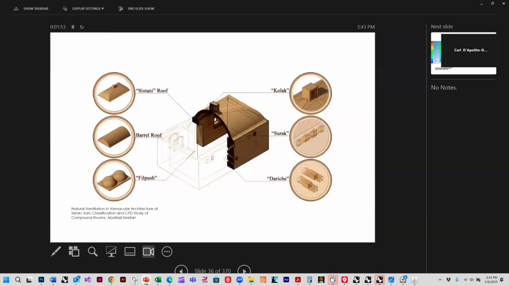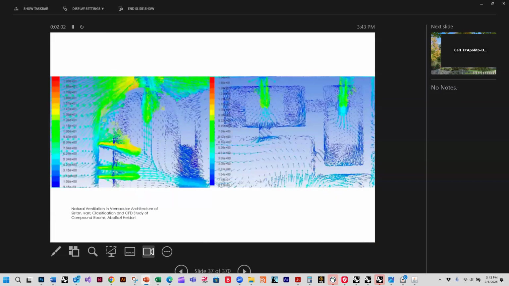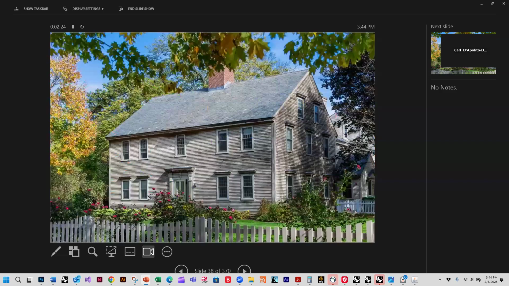This is from this essay that I put up, natural ventilation in Sistan, Iran. And you can see they've done like a CFD analysis. By the way, it's funny to me how, in a way, useless sometimes they are. And we will deal with that. But you can see how it's working, right? You can see the wind picking up speed as it goes over the top, and the speed of the wind going over the top, drawing the air out through the little hole, which I think is interesting.